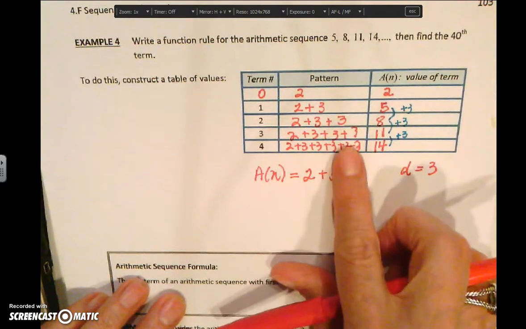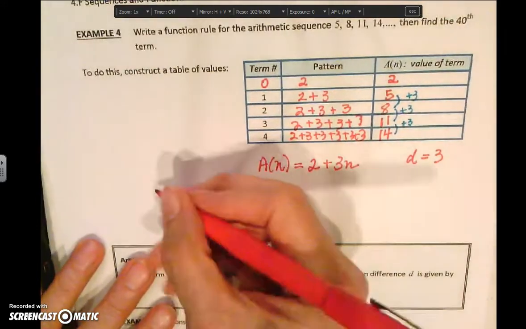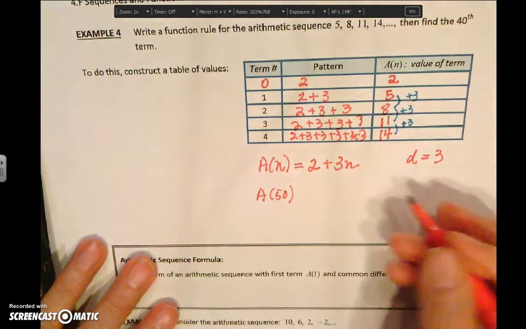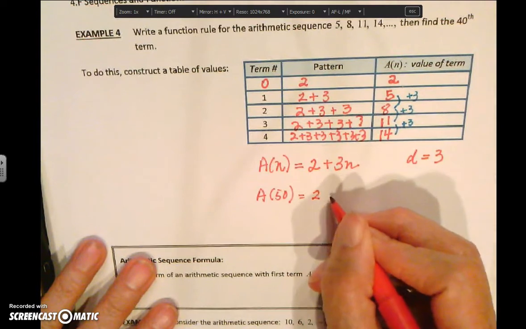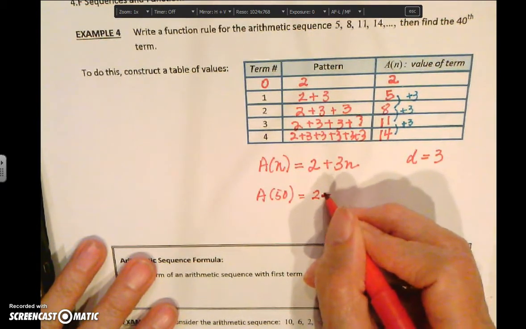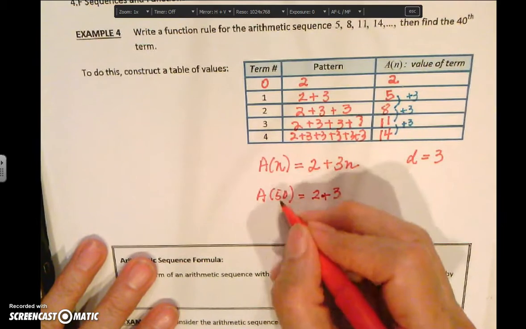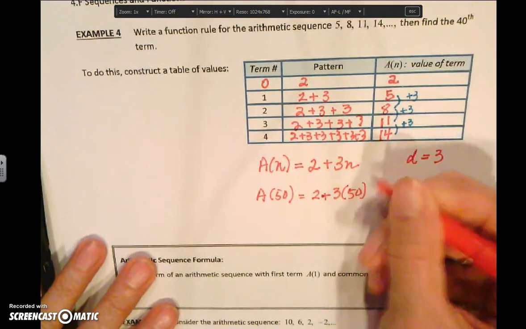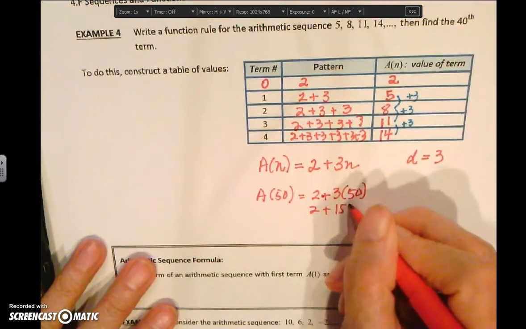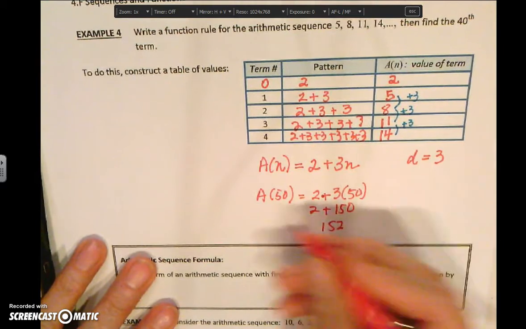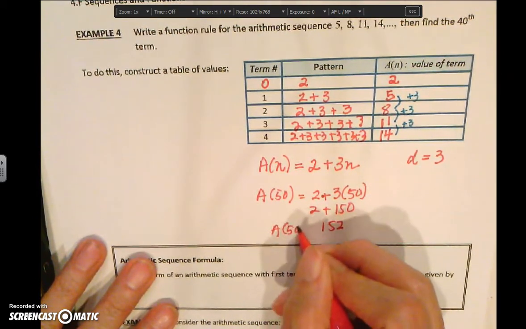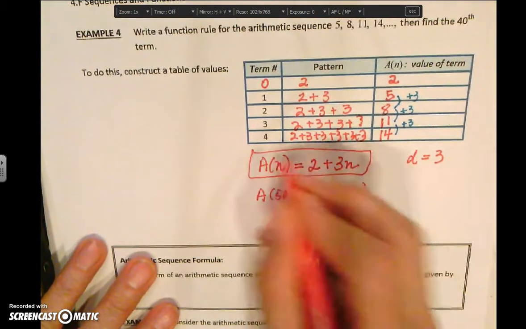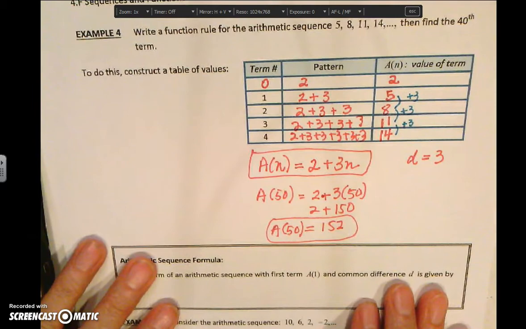That would be very tedious to add 3 that many times. So I'm going to use this rule and calculate what a of 50 is. So that's going to be 2 plus 3, and in this times n is equal to the 50 that's right here. That's the 50th term. So that's going to be 2 plus 150, and I'm going to get 152. So a sub 50 is 152, and a of n is equal to 2 plus 3n is our function rule.